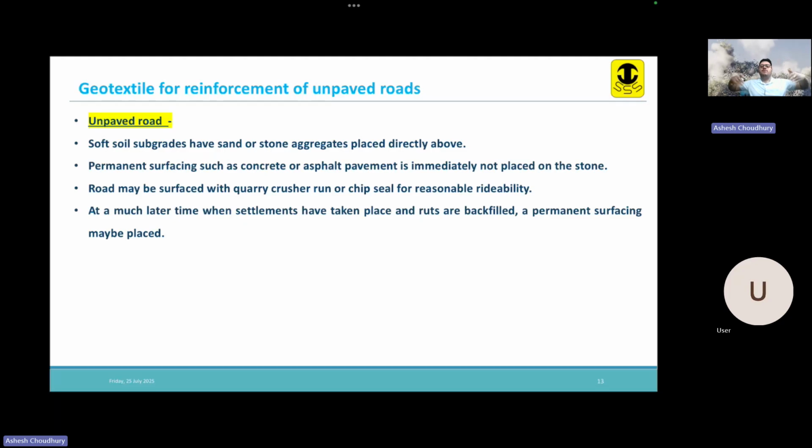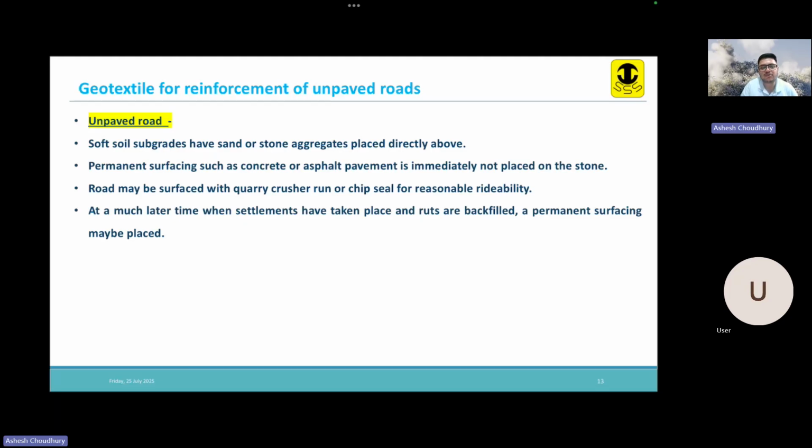So you have the subgrade. Over the subgrade, we put aggregates. And in this condition, we keep the road and use it for a long time. Later, we might do some resurfacing with concrete or asphalt, but immediately we do not. The road may be surfaced with quarry crusher run or chip seal for reasonable rideability. Over the aggregates we can put some quarry crusher dust or chips to seal those aggregate gaps so that we have a smoother road surface.